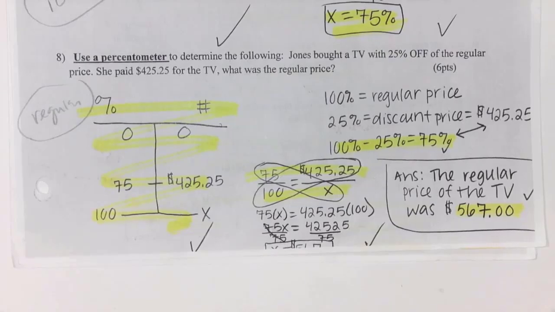Okay, who's next? Nobody's doing the next one? I can do that. Number 9 is what? It's another percentometer. I can do it if I find a piece of paper.